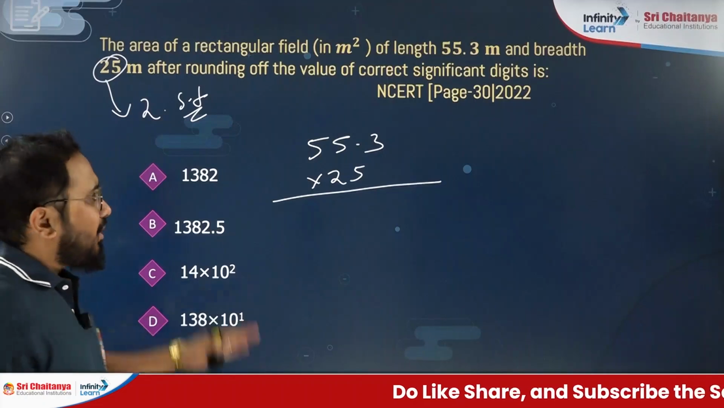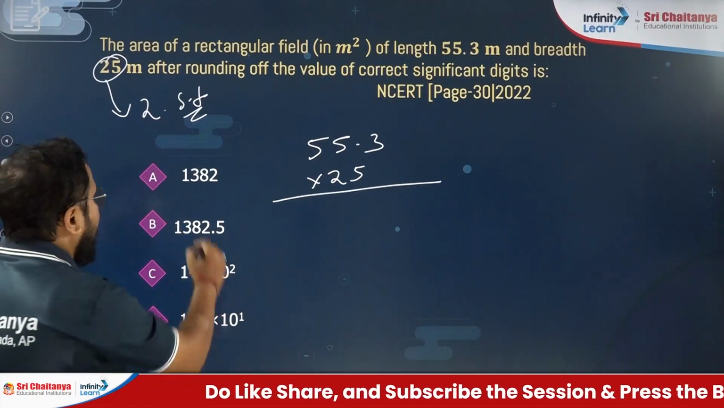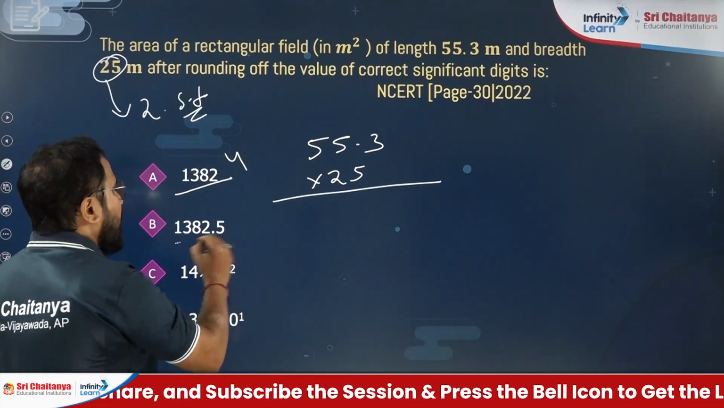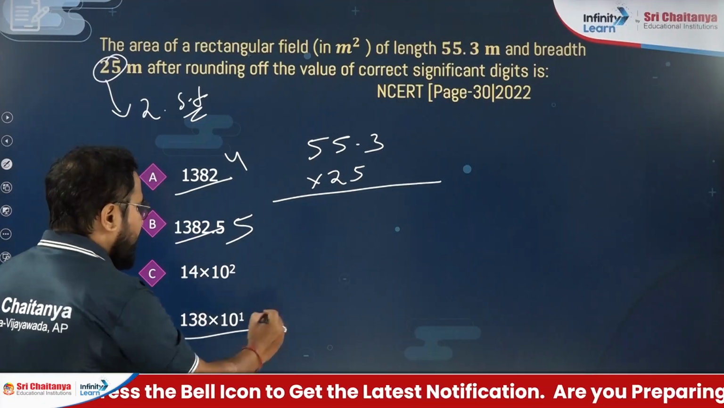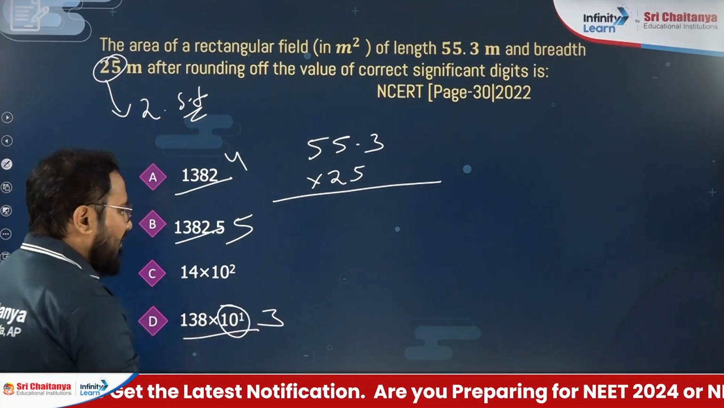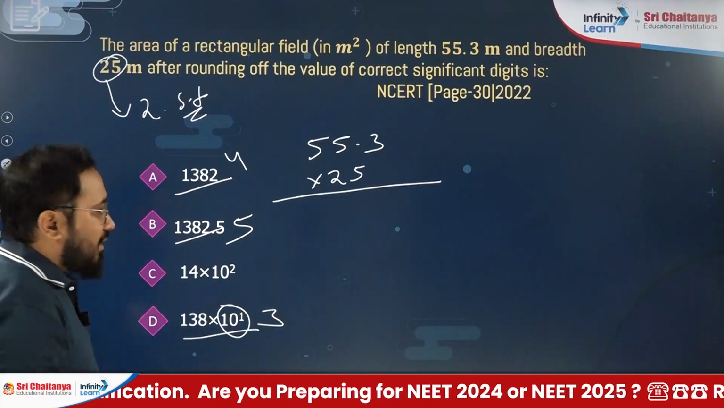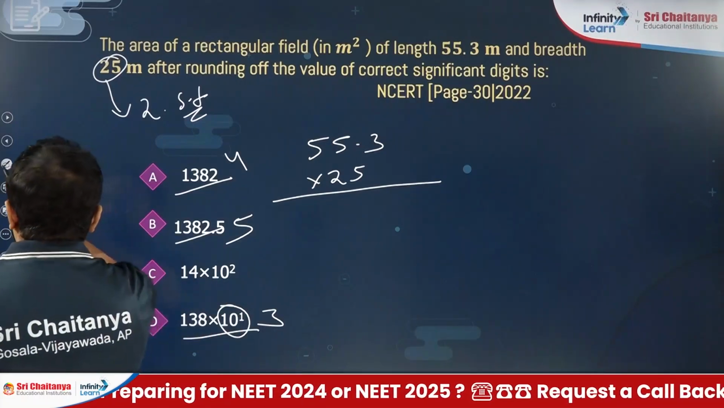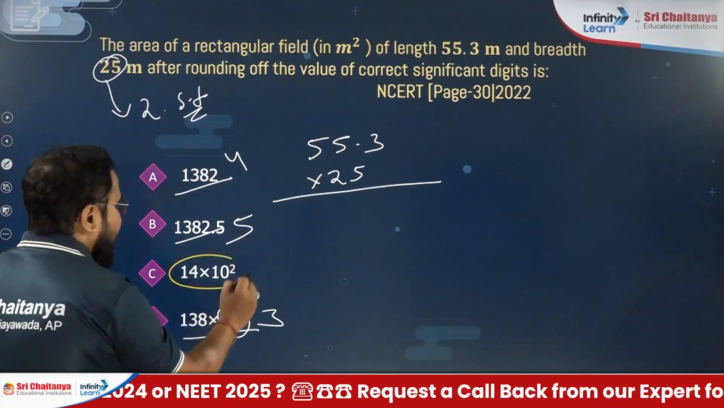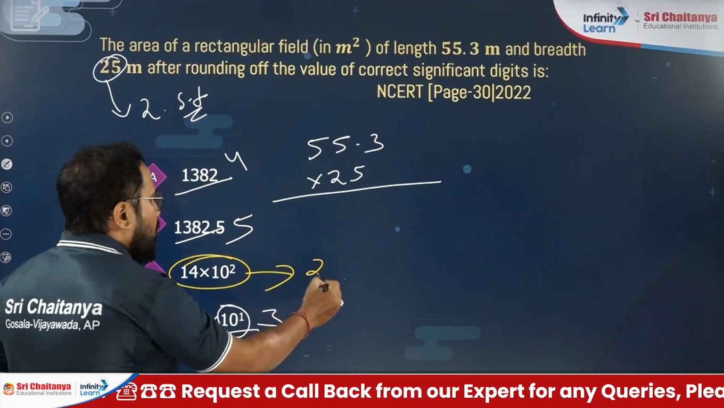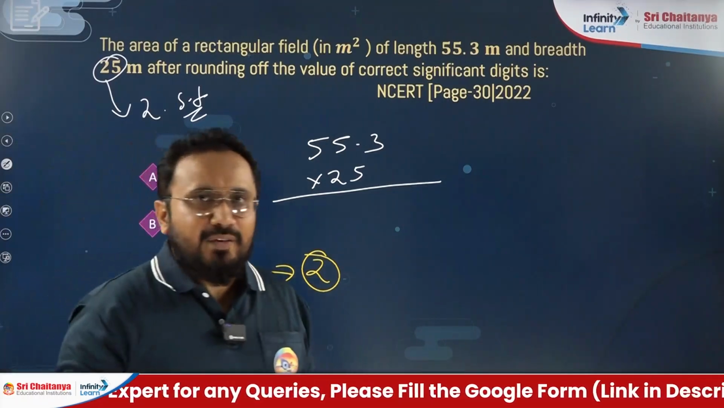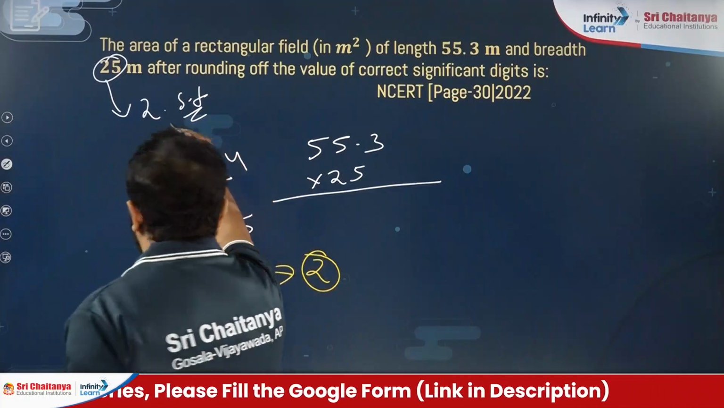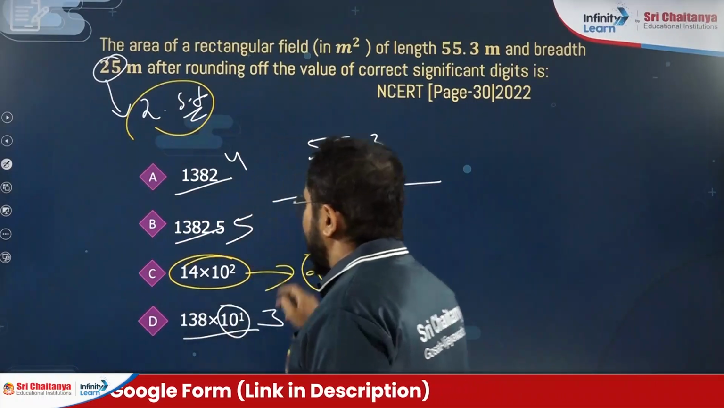So where can you see 2 significant figures? How many significant figures here? 4. How many here? 5. How many significant figures? 3, because this is 10 to the power 1, which is not considered as a significant figure. How many significant figures over here? Check. 2, because 10 to the power 2 will not be considered a significant figure. And which has the minimum significant figures? This. So the answer should have 2.